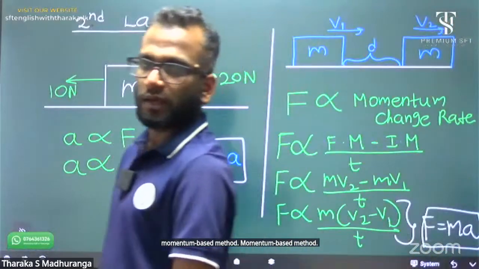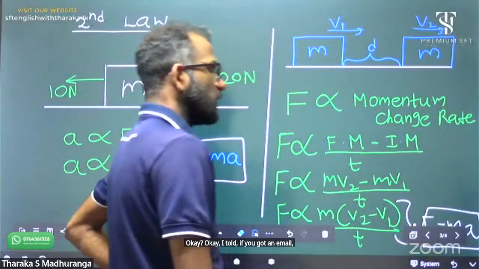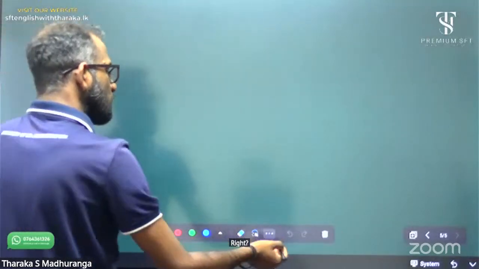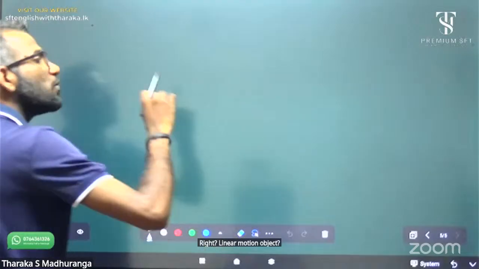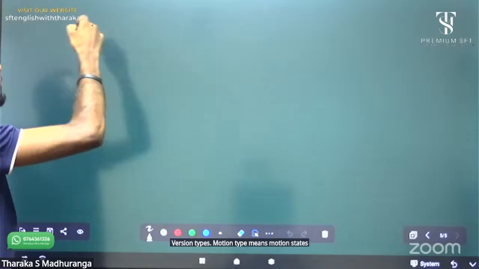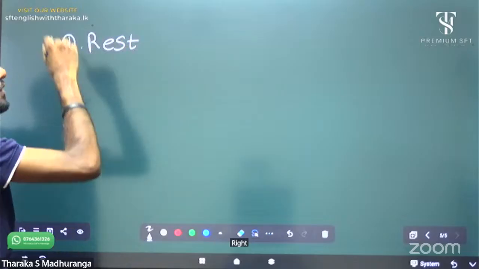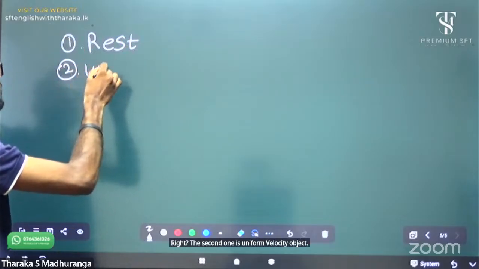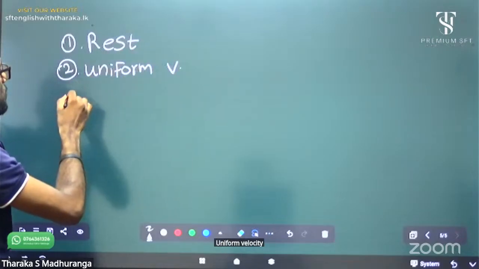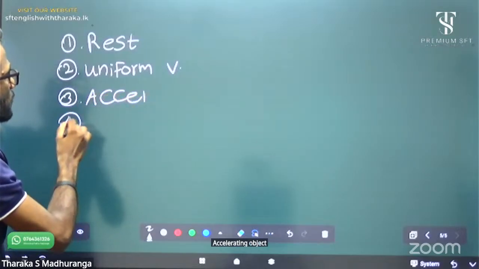Okay, I told you if you take any linear motion object, linear motion like vehicle motion, there are four main motion types, meaning motion states. The first one is rest objects. The second one is uniform velocity objects. The third one is accelerating objects, and the fourth one is decelerating objects.